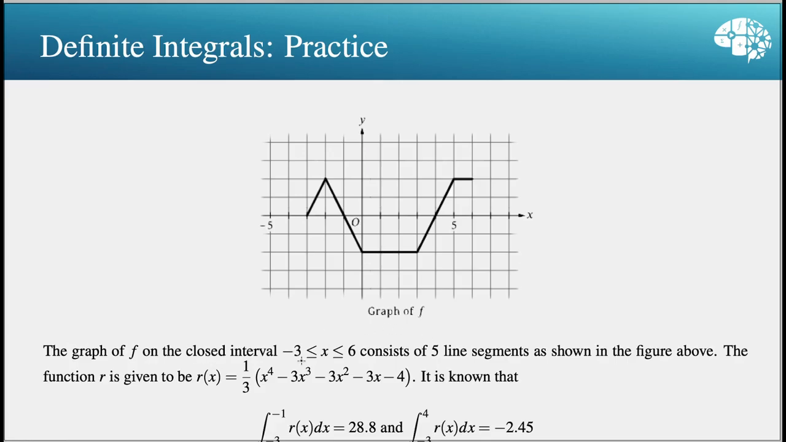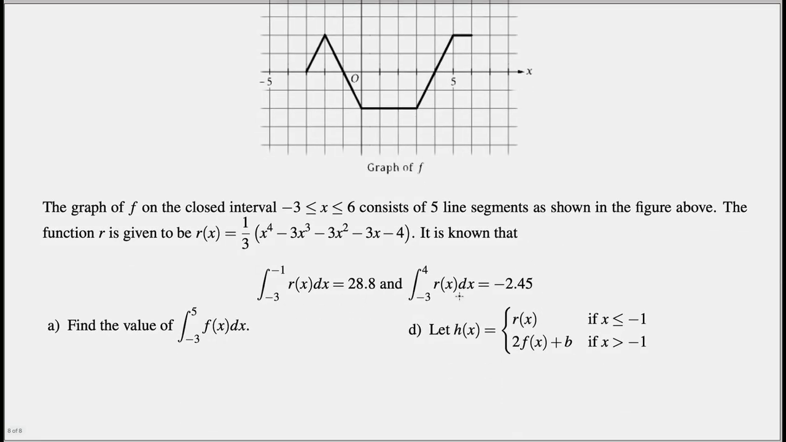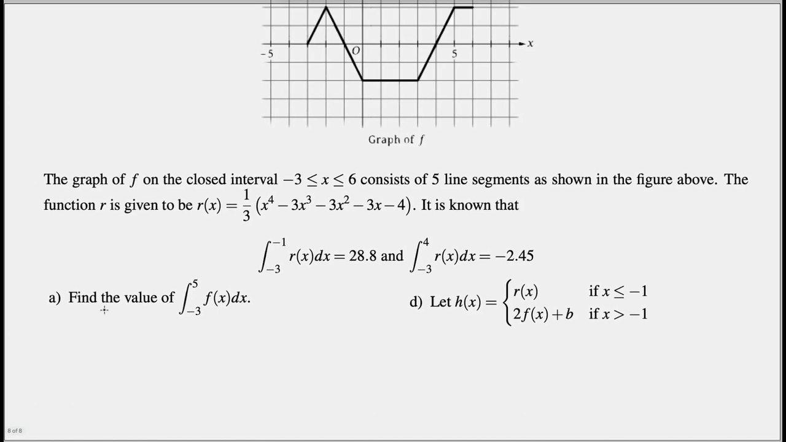The graph of f on the closed interval -3 to 6 consists of 5 line segments, as shown in this figure. The function r is given as this polynomial, and it is known that we have these two definite integrals, the definite integral from -3 to -1 of r of x, and the integral from -3 to 4 of r of x. All right, we want to find the value of the integral from -3 to 5 of f of x.